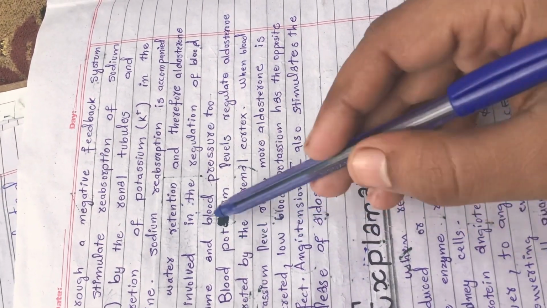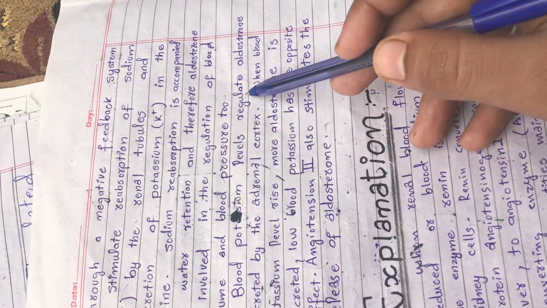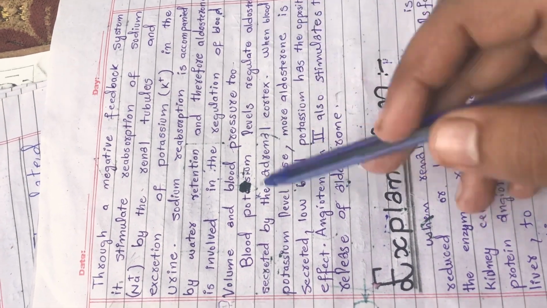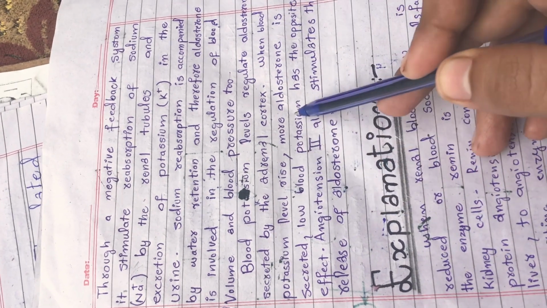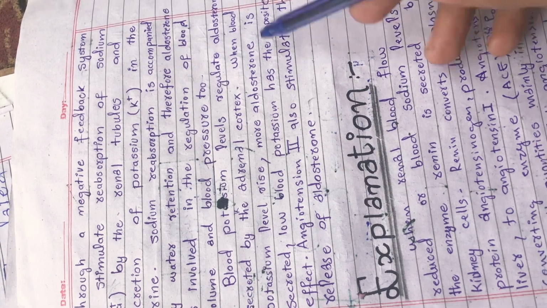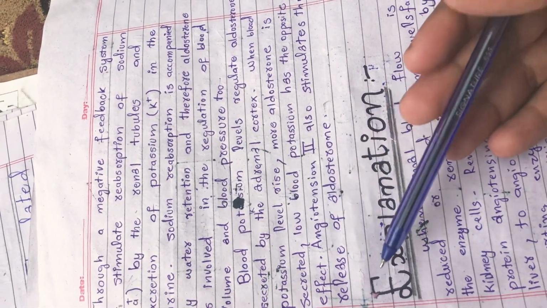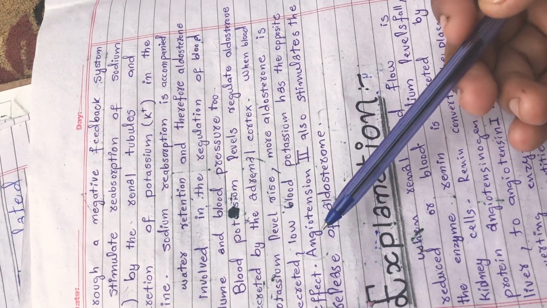Blood potassium levels regulate aldosterone, which is secreted by the adrenal cortex. When blood potassium levels rise, more aldosterone is secreted. Low blood potassium has the opposite effect. So it is mainly controlled by the potassium levels too.